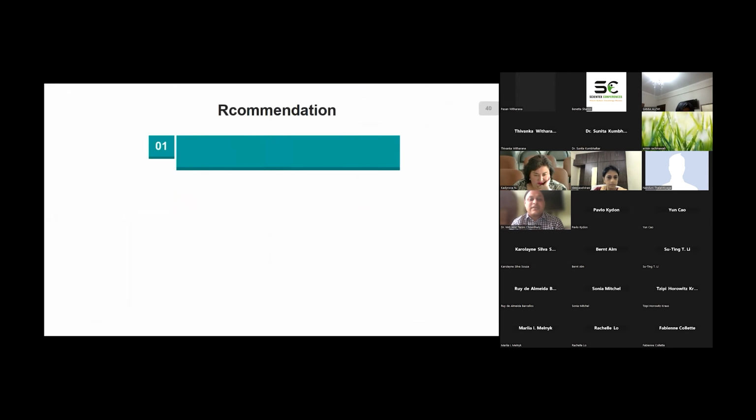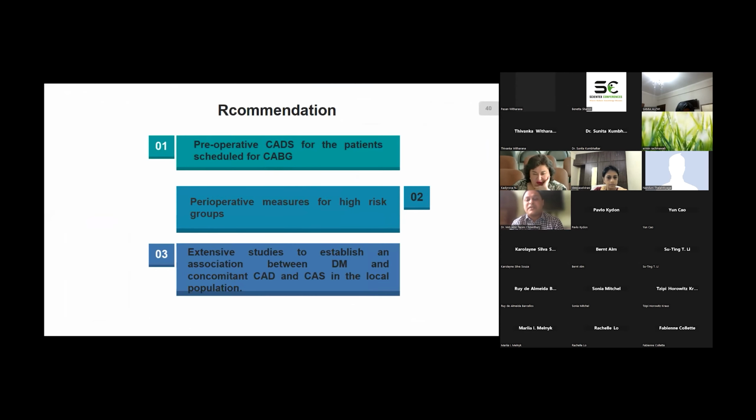These are our recommendations. A preoperative carotid artery duplex scan must be performed for patients scheduled for CABG irrespective of risk factors. Patients with significant carotid artery stenosis need extra care to prevent cerebrovascular events. The current study was a single center study on a small study population. So a study should be conducted in a multi-center, larger population to establish an association between diabetes mellitus, concomitant coronary artery disease, and carotid artery stenosis in the local population.